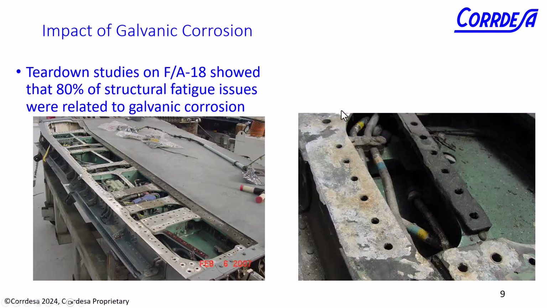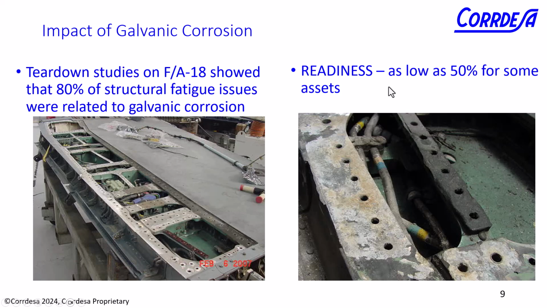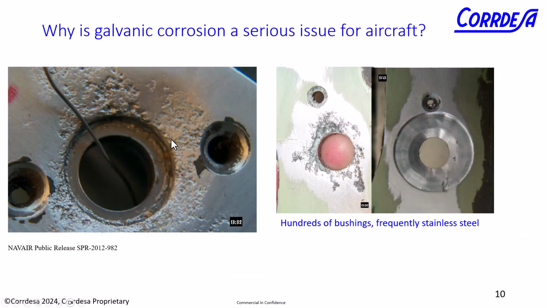And you can see when you take the skin off these structures, the corrosion in there is really bad. And this really impacted the readiness of the FA-18 some years back. It got as low as 50%. Half of your fleet is not available to fight. So you look closely at the corrosion caused here, and how do we fix that?